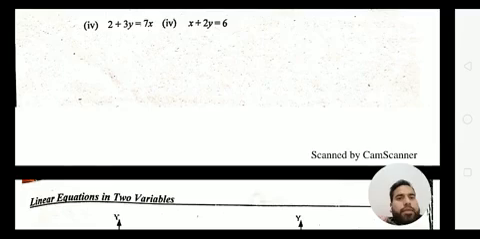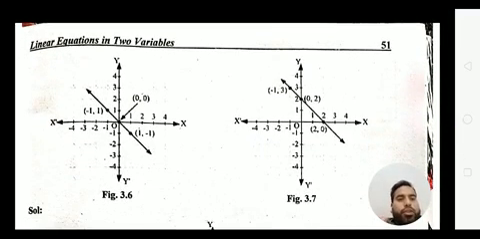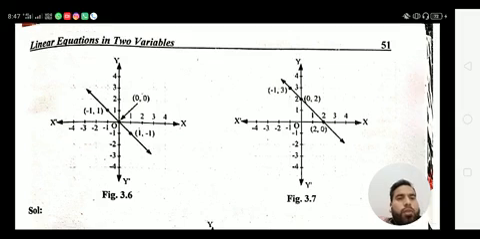In figure 3.6, we have been given a graph. The graph meets at 3 points. First point is 1, minus 1. Second point is 0, 0, its origin. And third point is minus 1 and 1. We have to put these points one by one in the given equations, and then find which equation is the correct option.